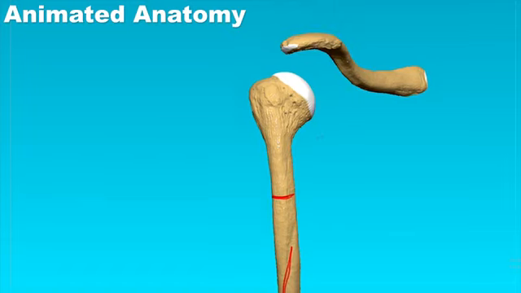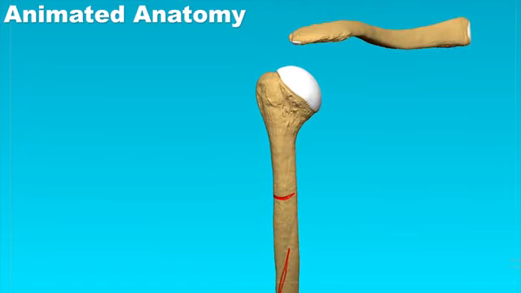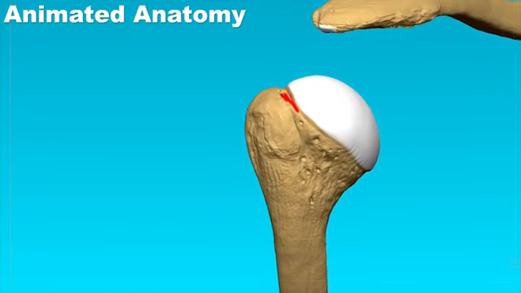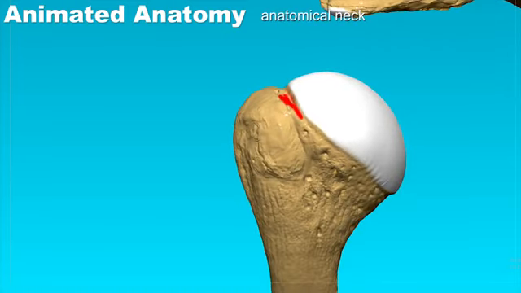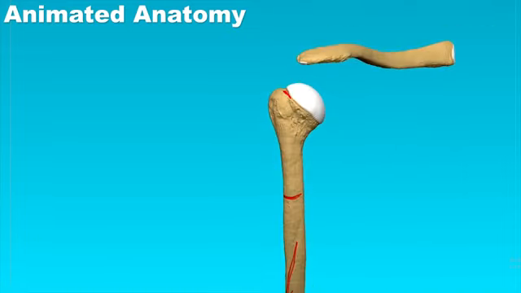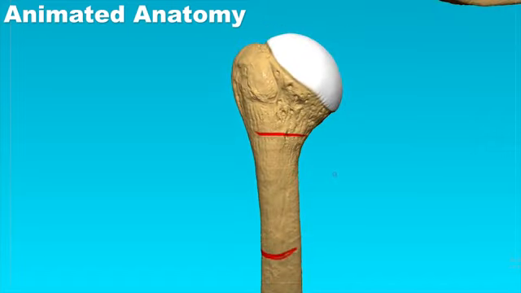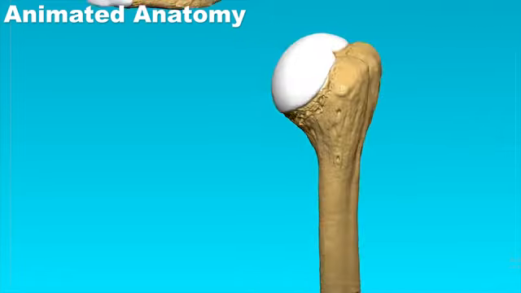Now if we go just a little bit more up, you will see this constriction here. That constriction is called the anatomical neck. The humerus also has the surgical neck, and the surgical neck is basically where most of the fractures happen. That's why it's called the surgical. As a rule, we should also find a nutrient foramen here.